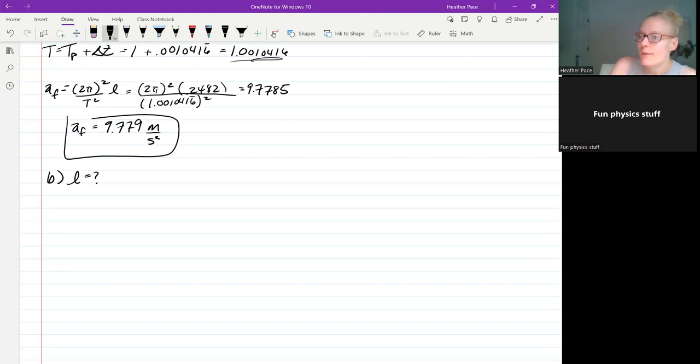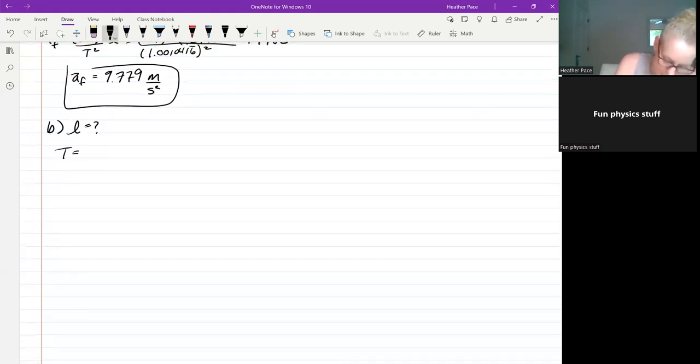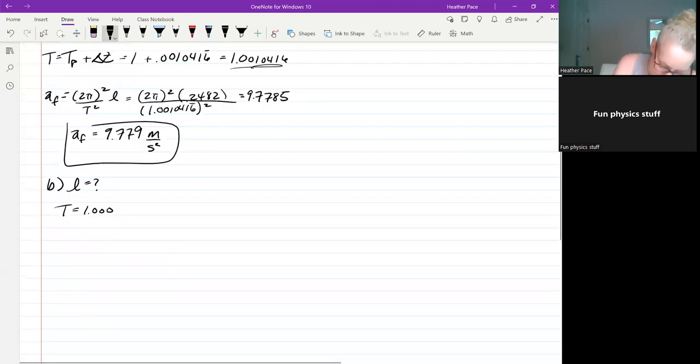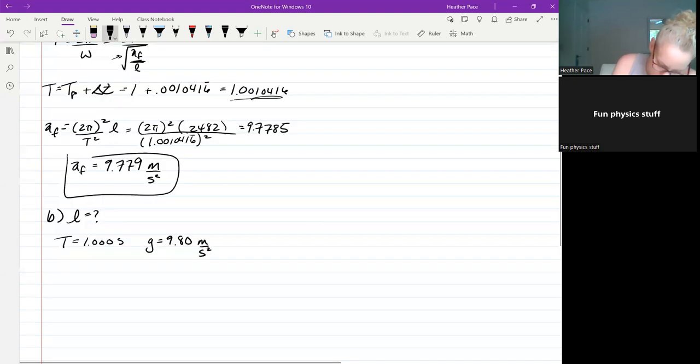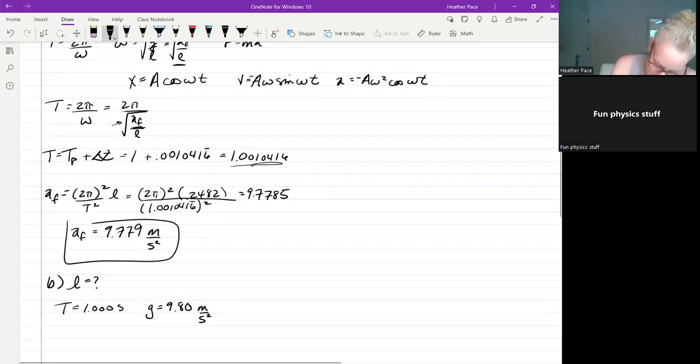All right, so if our T is 1 second, and g equals 9.80 meters per second squared, our unknown is L.